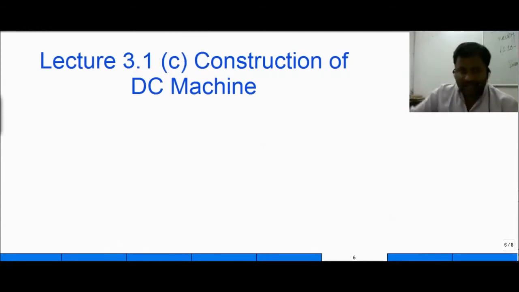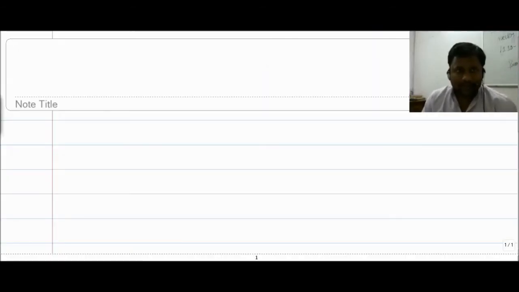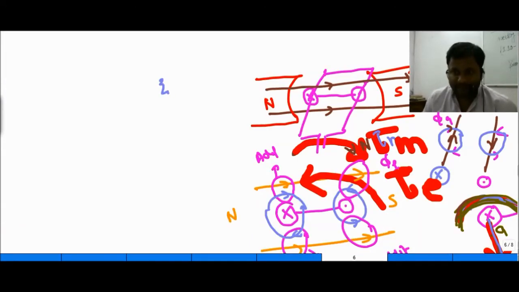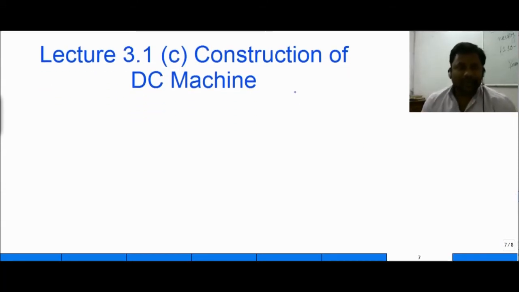Now, conduction of DC machines. Now we have to move toward the conduction of the DC machine part 3.